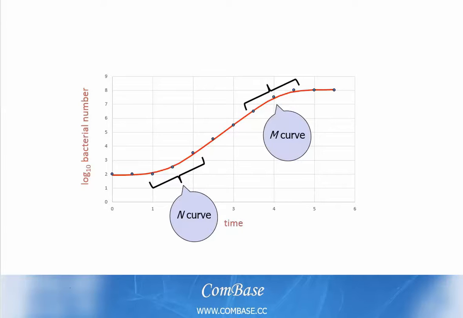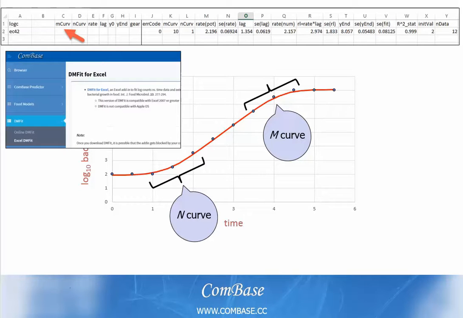The transition from the growth phase to the maximum population density phase is referred to as the M curve. And again, it's a distribution of bacterial growth rates as they leave the growth phase and then transition into the stationary phase where replication ceases. Again, if you use the DMFit for Excel, you've seen the M curve function.